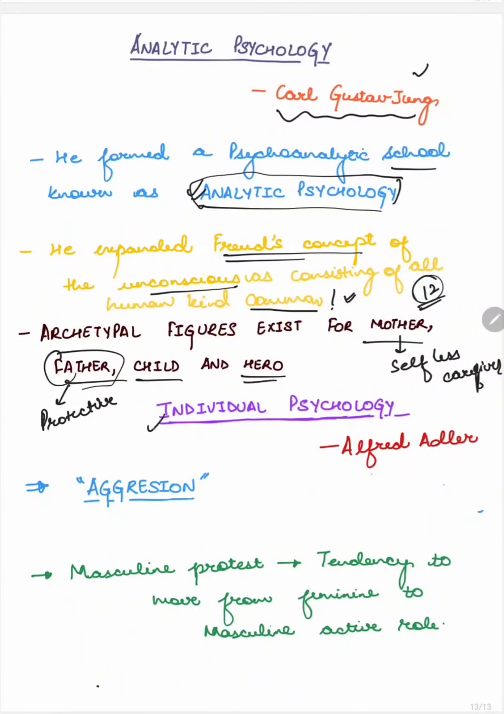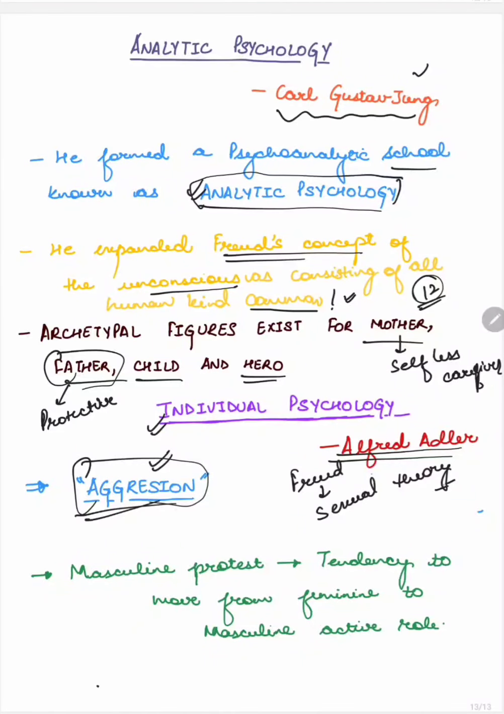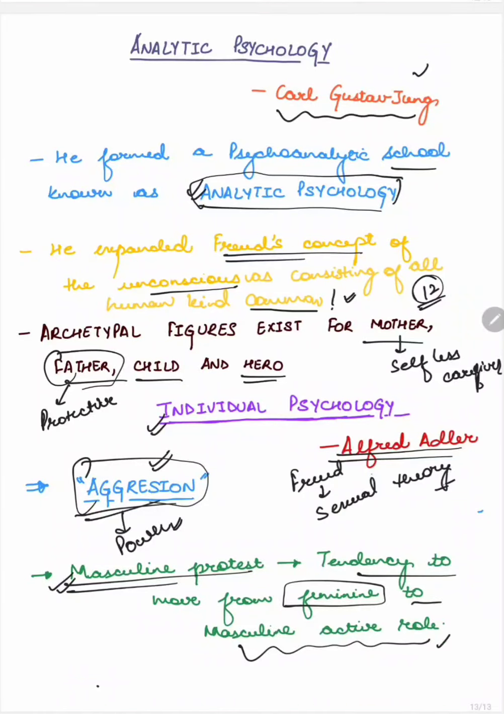Now the individual psychology theory, which was given by Alfred Adler. According to him, Freud has overemphasized the sexual theory of neurosis, and the aggression was far more important, right, in the manifestation as striving for power, basically, right? So he introduced the term masculine protest, right, to describe the tendency to move from feminine to masculine active role. A role in power, basically, you can say. So this was all about the theories, the psychodynamic theories.